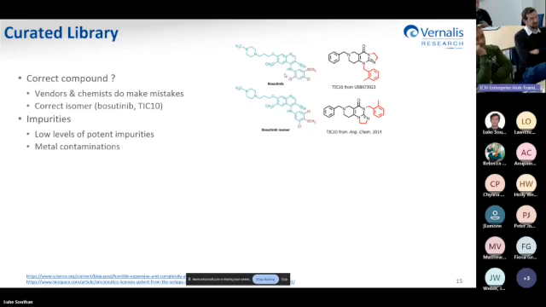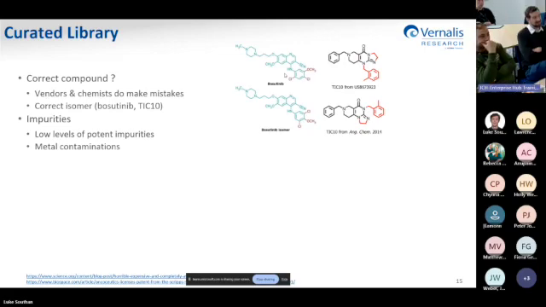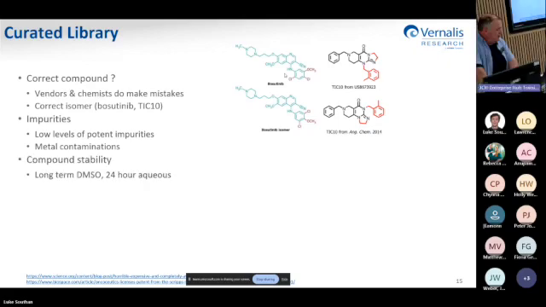Low levels of potent impurities. You can also get cross contamination in a lab, which happens in synthetic chemistry. If you're working on a lead series and you've got a backup series as well, you can end up with contamination in the backup series. This is one of the examples from the paper, which we'll come on to in a second. Compound stability, I've touched on.